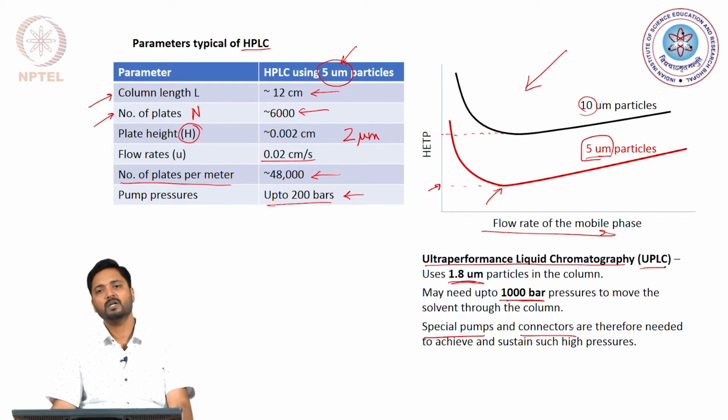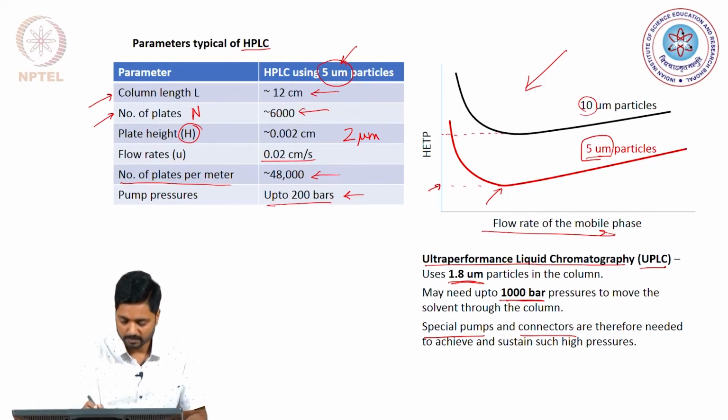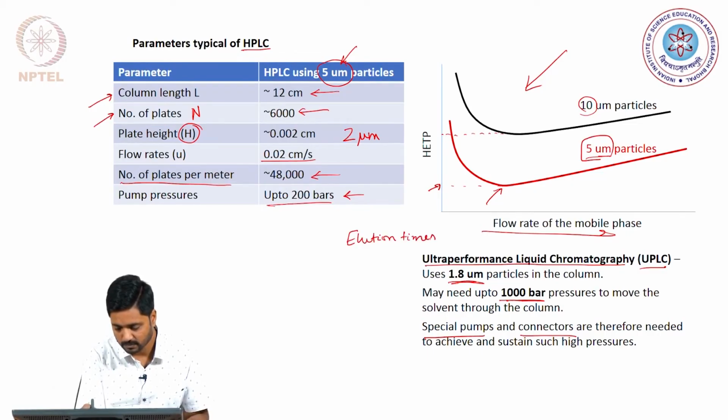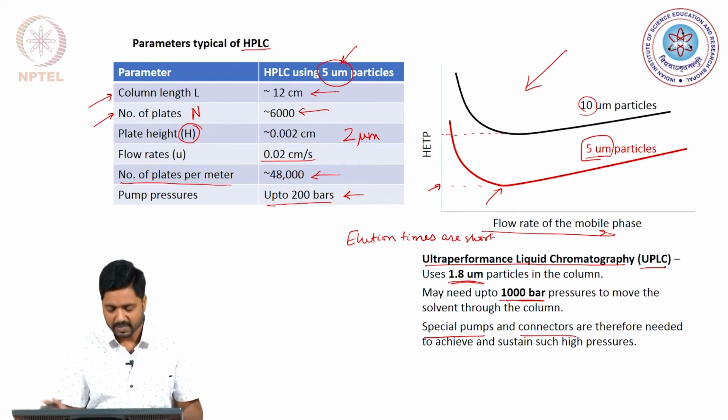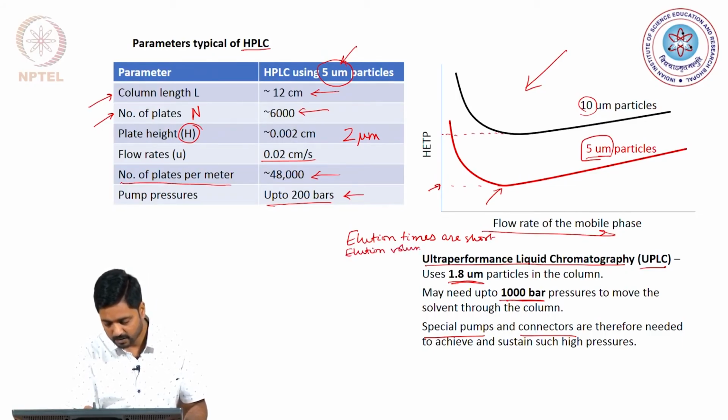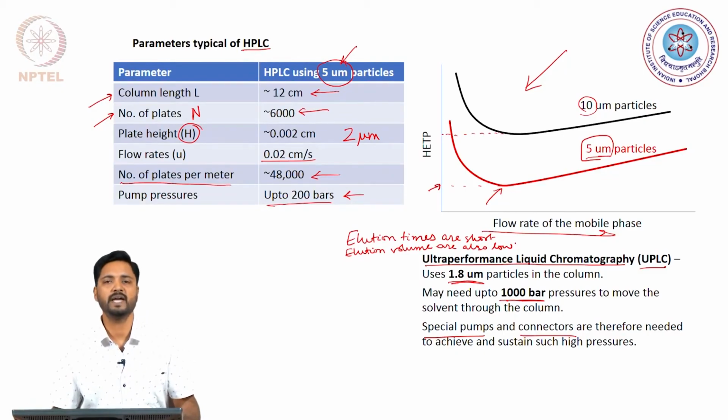Now, of course, an advantage with regards to the UPLC is that the elution times are very short, and another consequent advantage is that the elution volumes are also low. So, we can achieve the same separation or elution of our analytes in much shorter time periods.